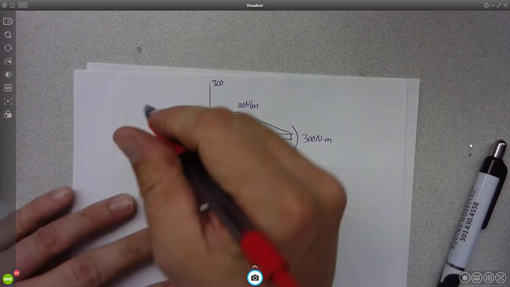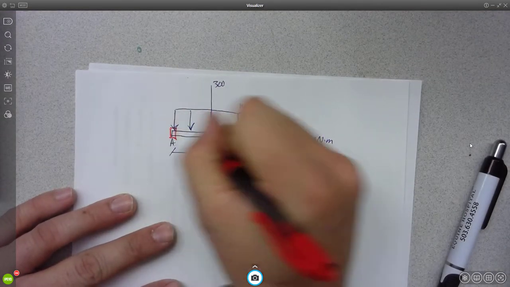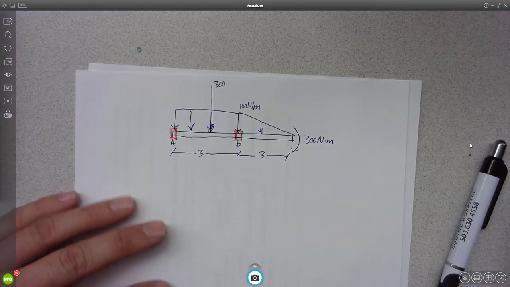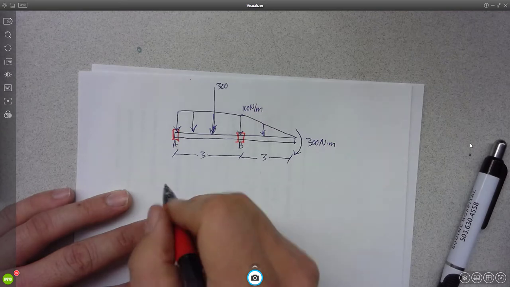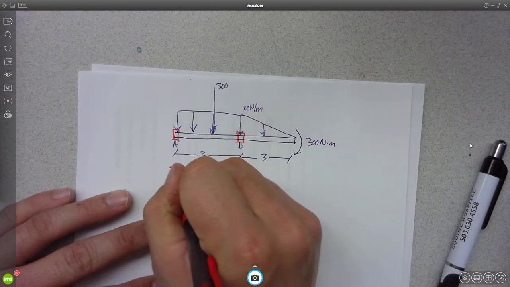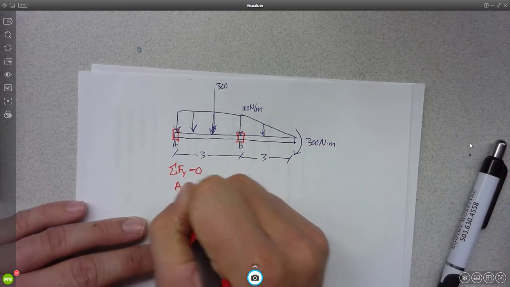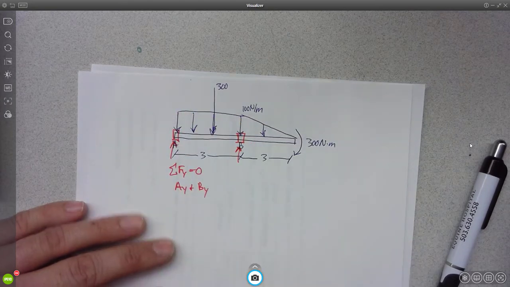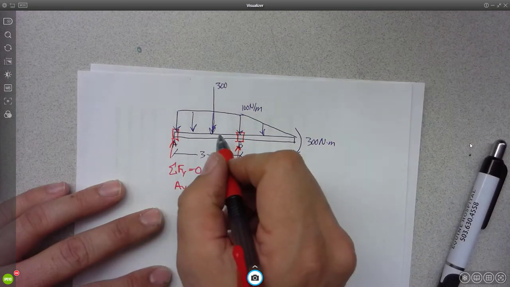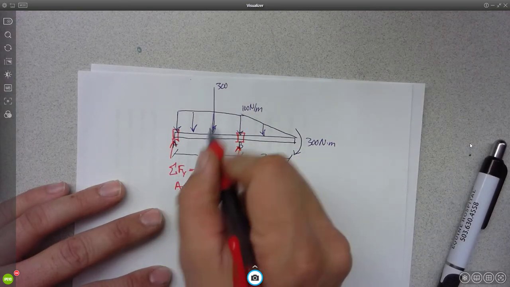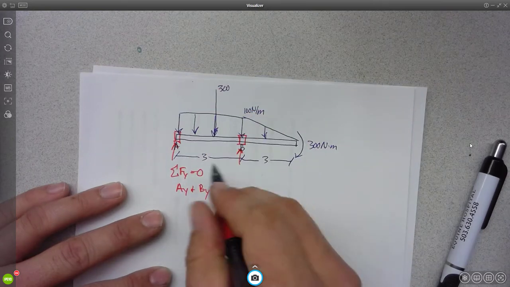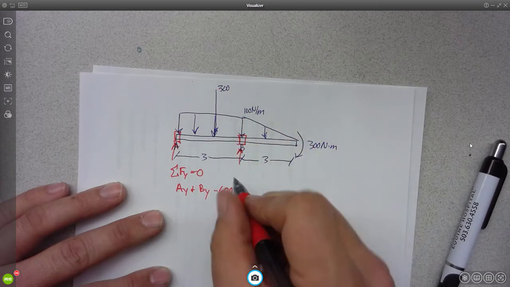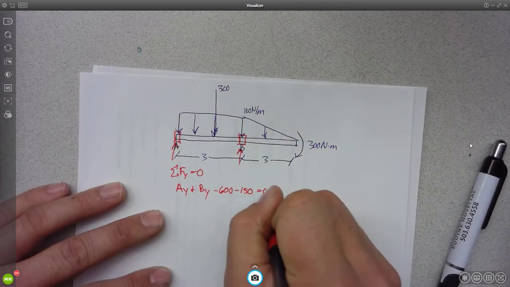Okay, so first thing I need to do, the beam is supported at A and B, so I need to solve for my reactions there. So I'm going to do that by saying sum of the forces in the Y is equal to 0 of AY plus BY, and then I'll have 3 times 100 down would be 300, and another 300, so minus 600, and then 100 times 3 is 300 divided by 2, another 150 equals 0.